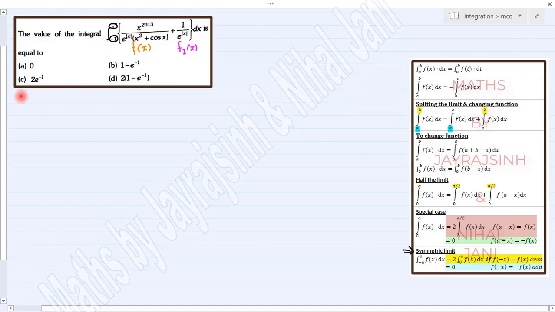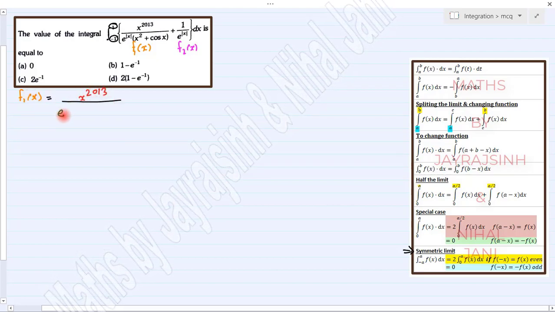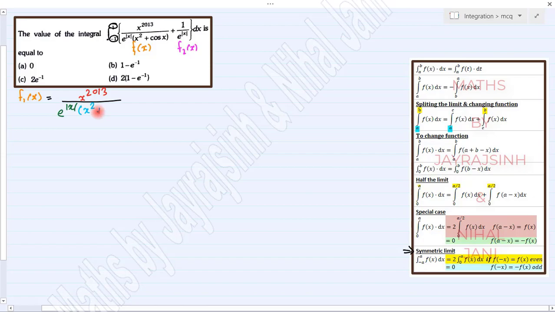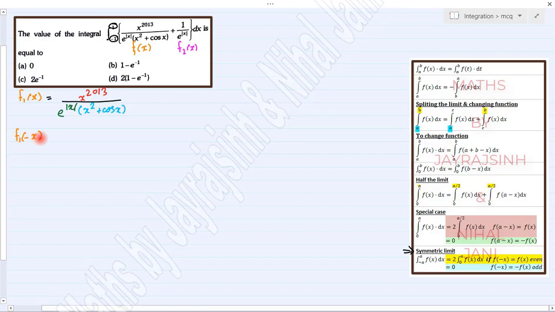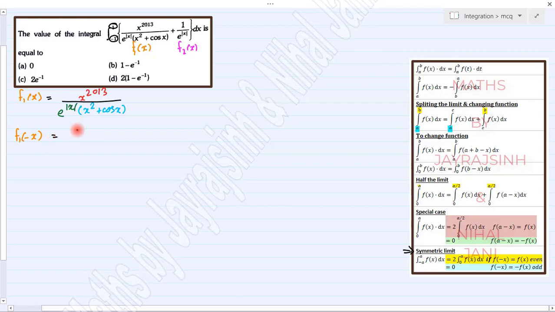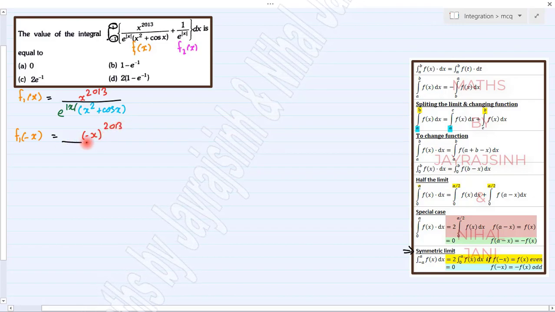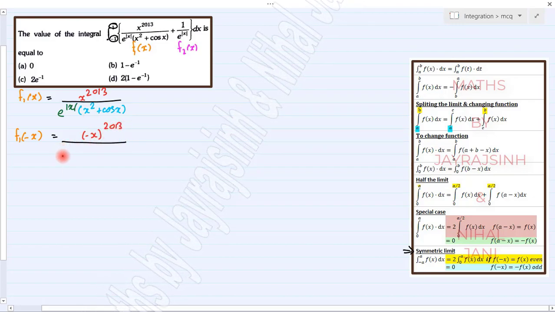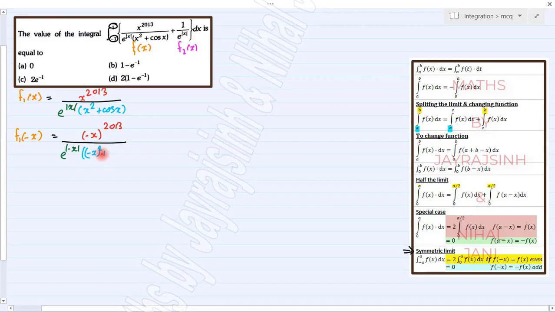So here your first function is x raised to 2013 upon e raised to mod x into x square plus cos x. Let's find out f1(-x). Then we just have to replace our x by minus x. So in the numerator we will get (-x) raised to 2013, and in the denominator we will get e raised to mod of minus x into (-x) the whole square plus cos of minus x.